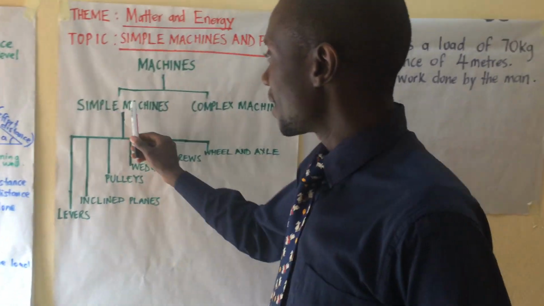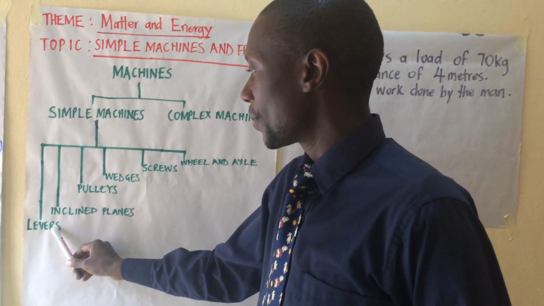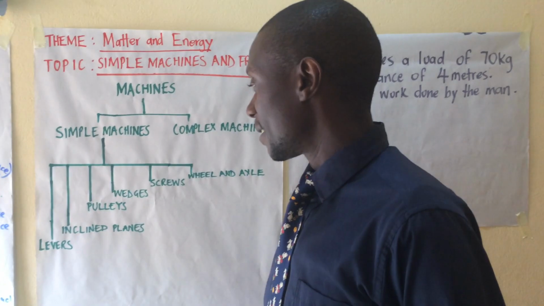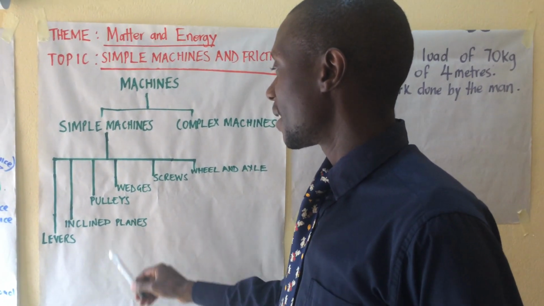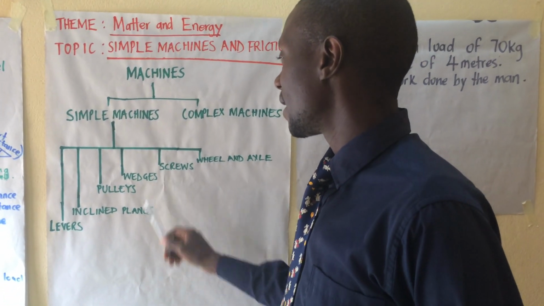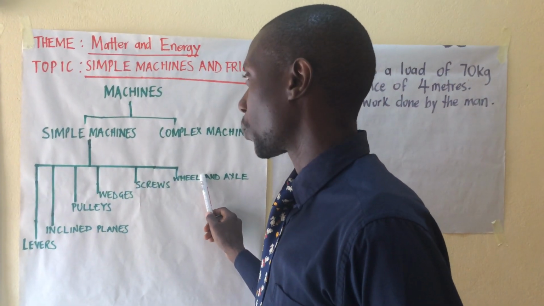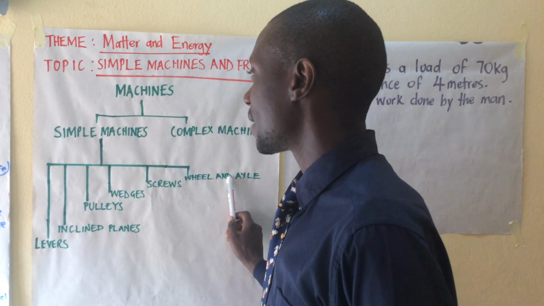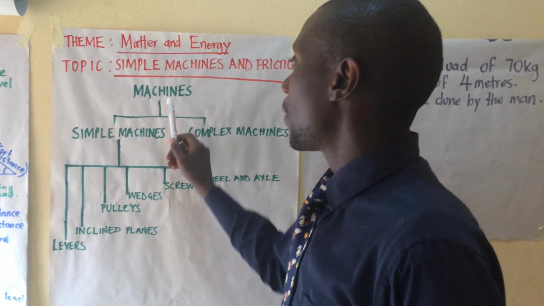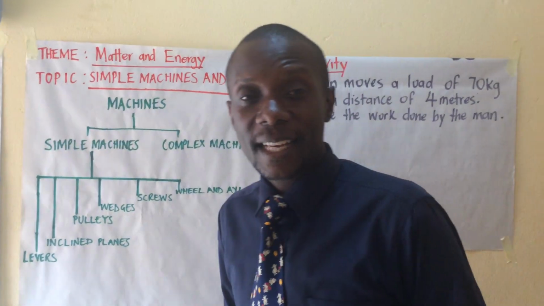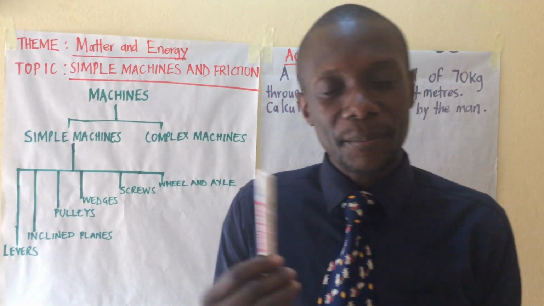Then simple machines are broadly grouped into levers, inclined planes, pulleys, wedges, screws. We also have wheel and axle. Those are the groups of simple machines. Before we continue, we also need to discuss how machines simplify work.